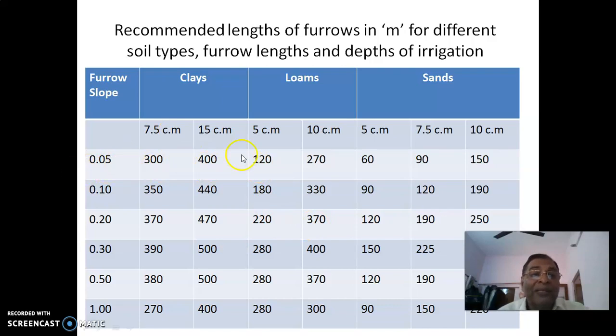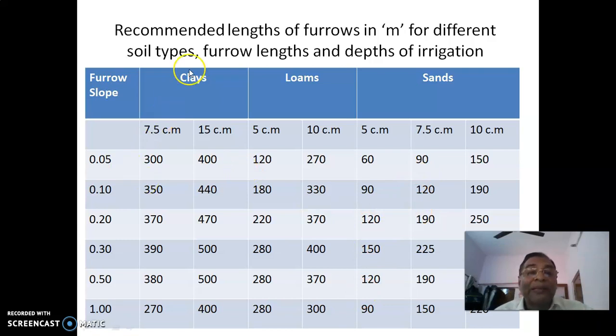In fact, it is a shorter length actually. So at 0.05 we have the shorter length of the furrow, and as the slope increases, the length of the furrow also gets increased. So length of the furrows are increasing as the slope is increasing. Sometimes it is not always uniform. Sometimes it is decreasing also, as in this case.